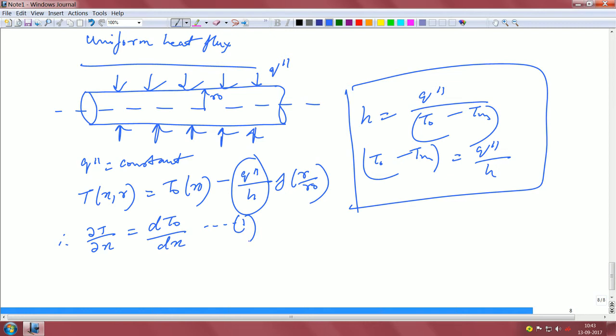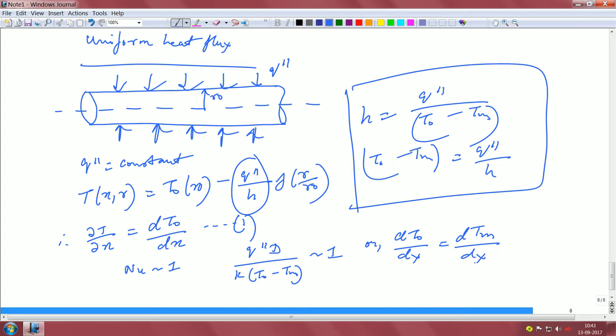Now, we also know that the Nusselt number is of the order 1. Therefore, q double prime times d divided by k times (T naught minus T mean) is of the order 1. So, from this, dT naught/dx is the same as dT m/dx. If you take it to the other side and again differentiate with respect to x, you know q double prime is a constant.